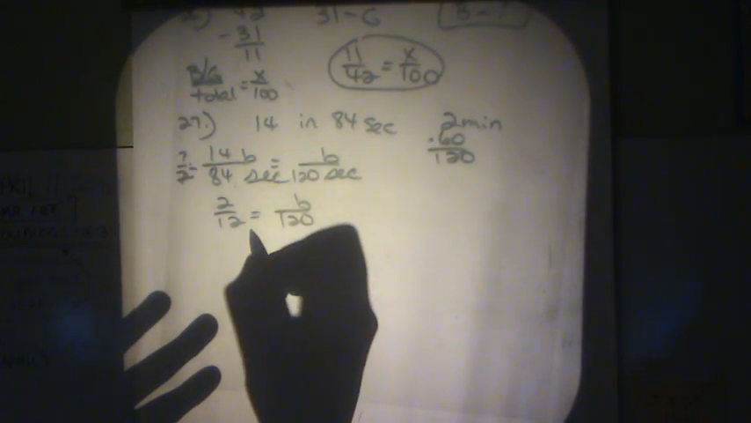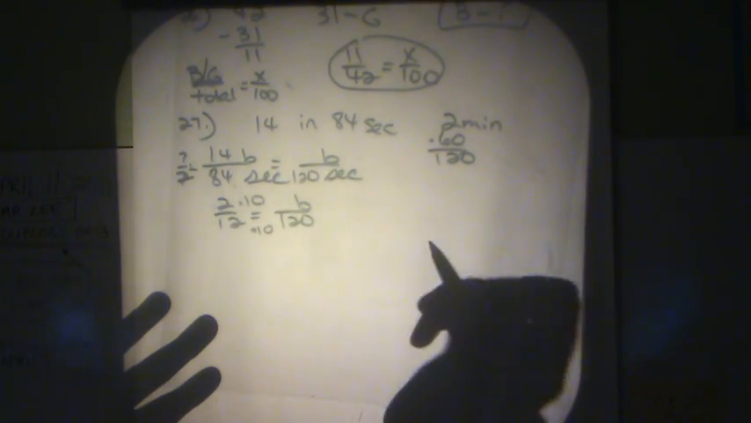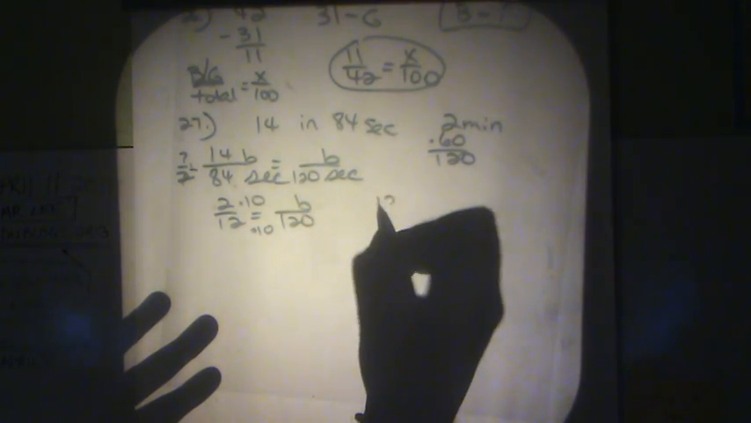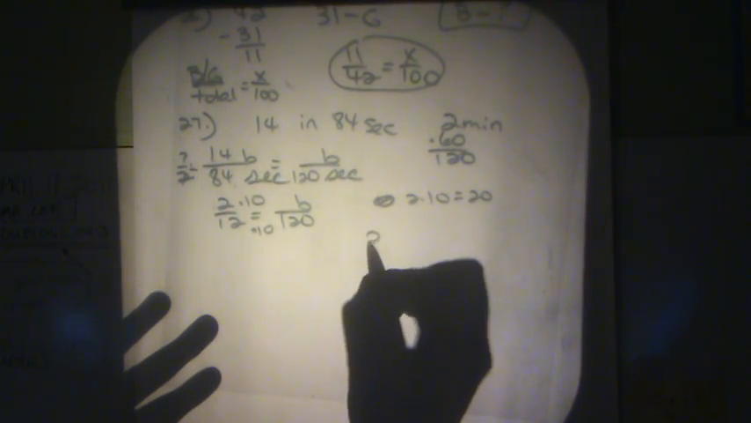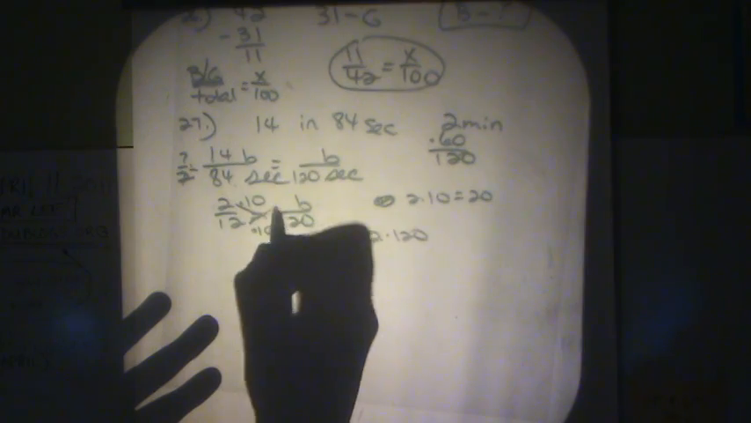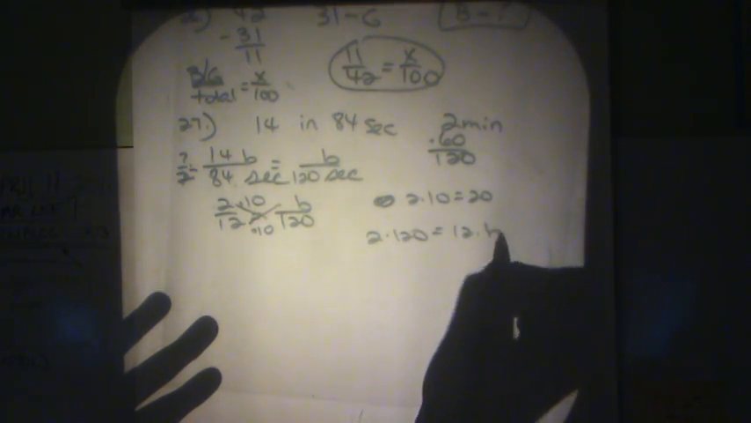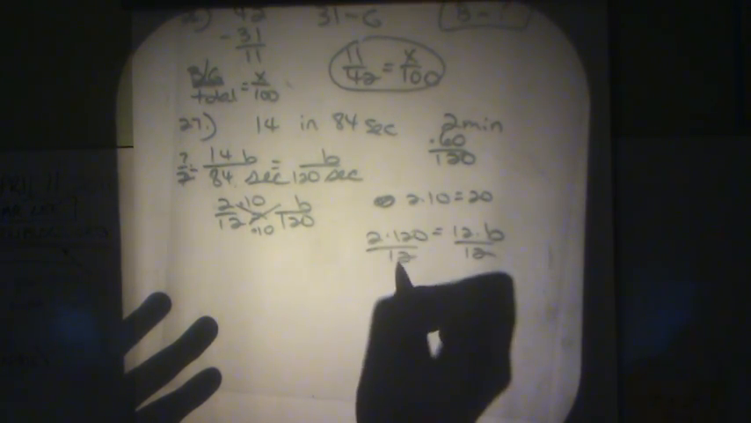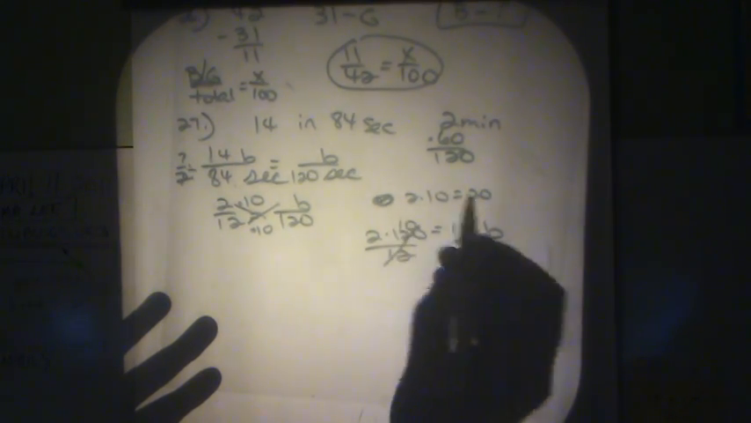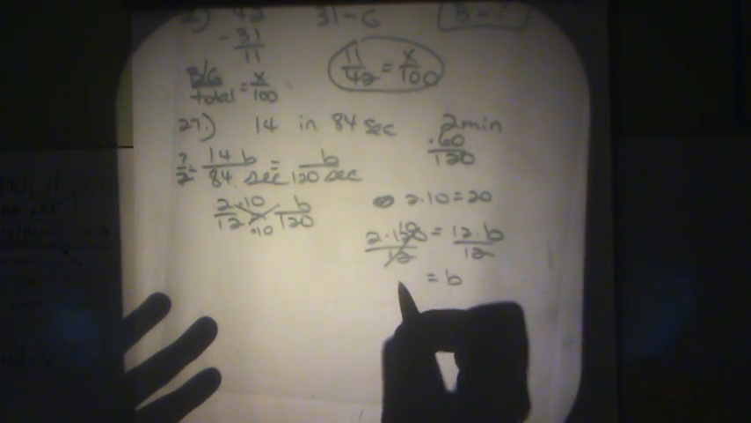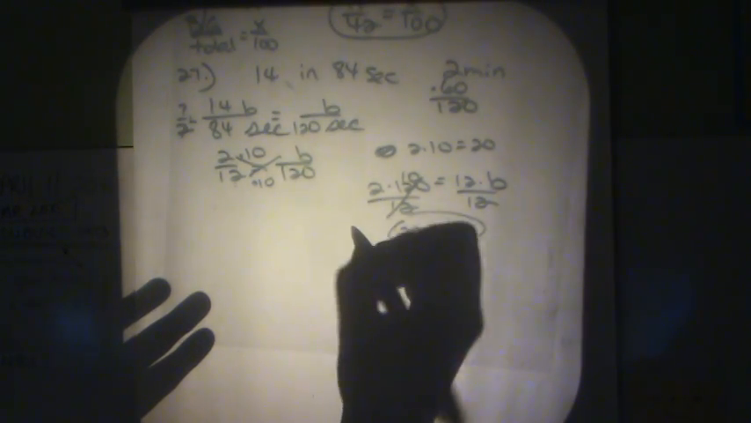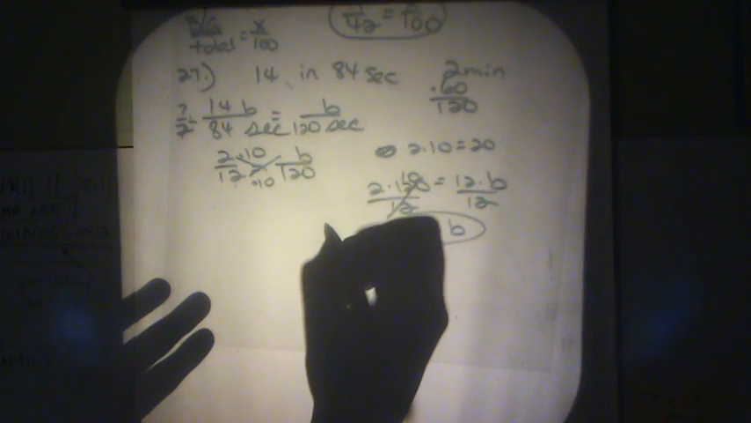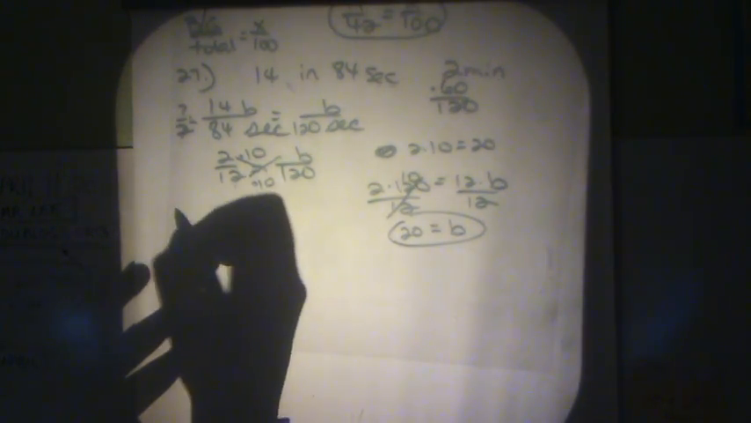So you can either go, okay, I want to multiply by 10 and by 10. So 2 times 10 is my answer. Or if you did cross products, you would do 2 times 120 equals 12 times b, divide both sides by 12. 12 goes into 120 10 times, and ultimately you're still doing the same thing whether you do the shortcut, the alternative method, or cross products. And it's not necessarily B. It's actually, oh, it is B. That was great. I used B for bottles.